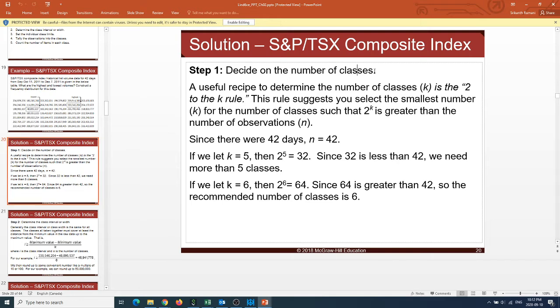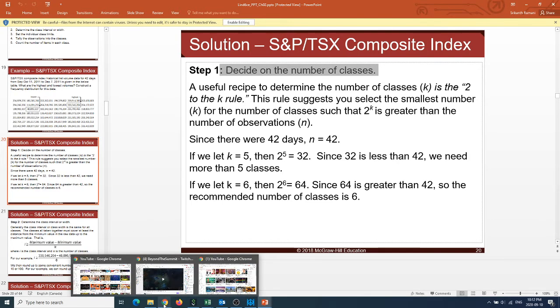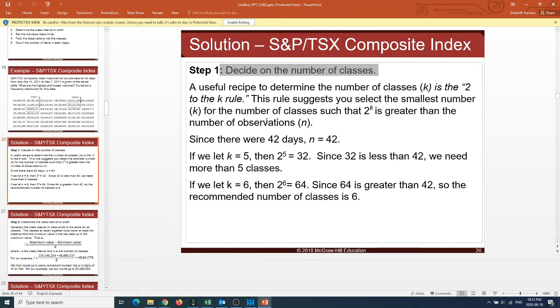The first step is to determine the number of classes. And the useful recipe here is the 2 to the power k rule. Here, if there are 42 days, so n is 42 and if k is 5, then 2 to the power 5 is 32, and 32 is less than 42. We need more than 5 classes. If you have 6 classes, then 2 to the power 6 is 64, and so on and so on.